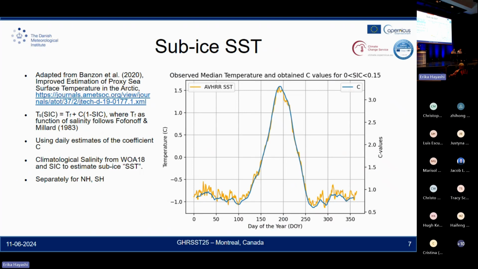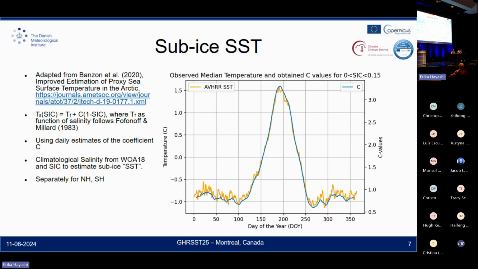Regarding the sub-ice SST, and I know there's been a long discussion this morning, what we have been doing so far is using the methodology from Banzon et al. 2020, adapting it a bit, and I will explain how. That paper essentially uses a calculation for the sub-ice SST based on the freezing point temperature using climatological salinity, and this is adapted by sea ice concentration based on a constant. And that paper has a fixed constant for the entire region of interest.